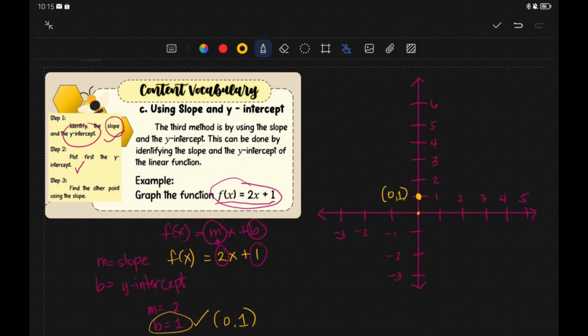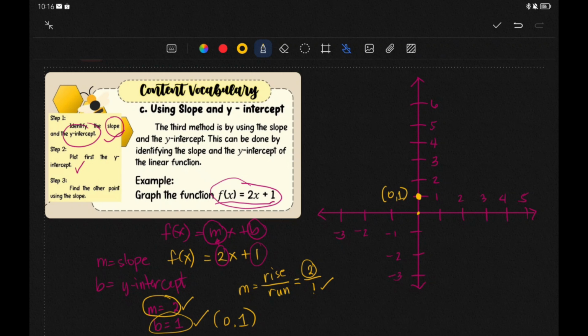After plotting the y-intercept, we need to remember to find the other point using the slope. So we have here the slope, which is 2. Remember, slope is equal to rise over run. And the value of the slope, which is 2, can be written as 2 over 1. Which means rise is 2 and our run is 1. 2 over 1 or 2 divided by 1, that is equal to 2. So this is our slope.